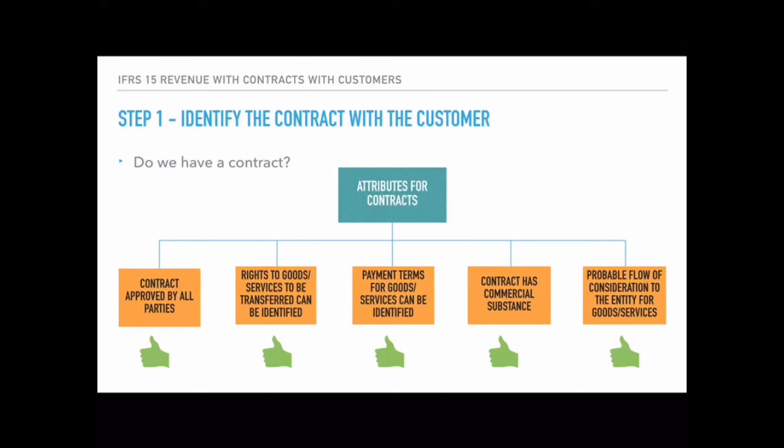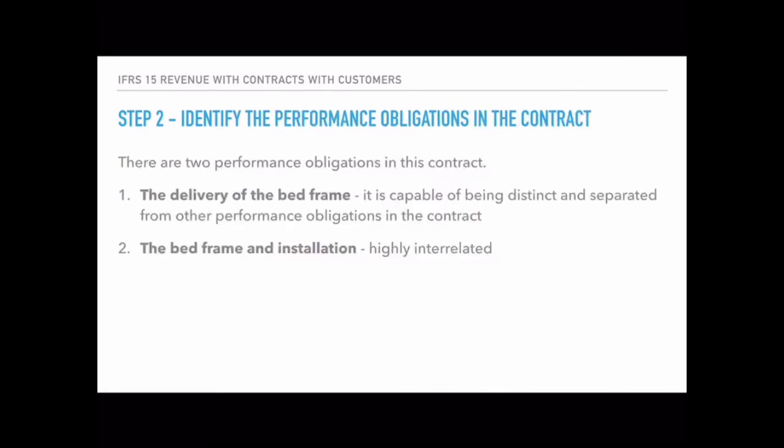Step 1. Identify the contract with the customer. This is pretty straightforward. The customer is Thomas and we have an agreement between two parties. So that is satisfied. Step 2. Identify the performance obligations in the contract. So how many performance obligations do we have? In this case, we have 2.